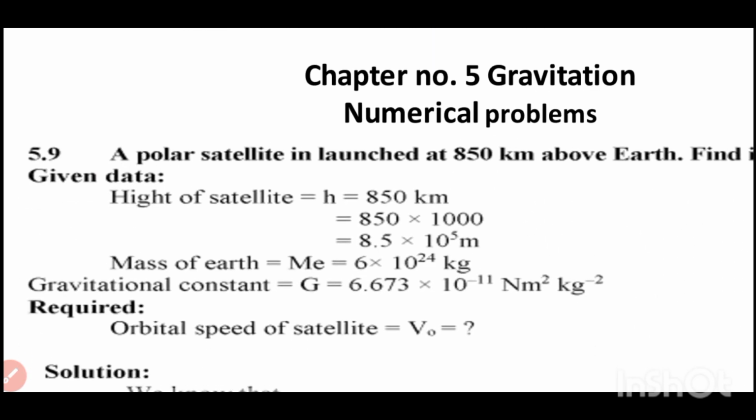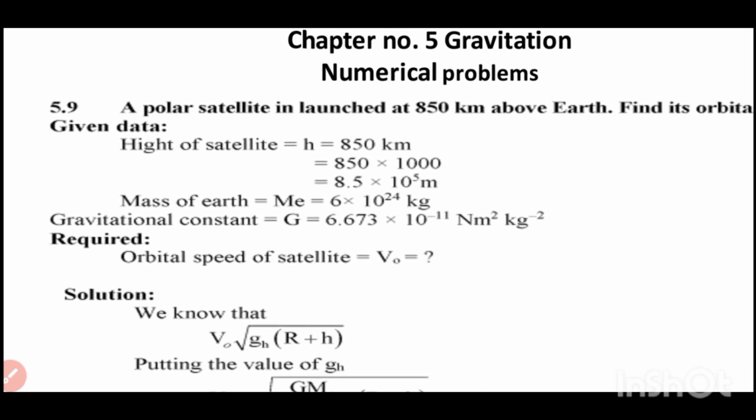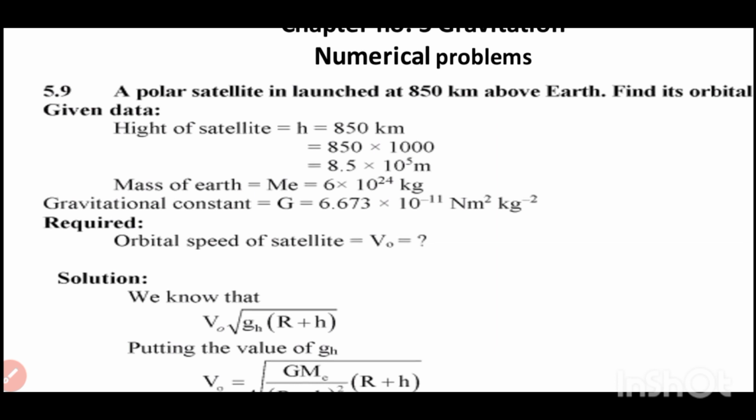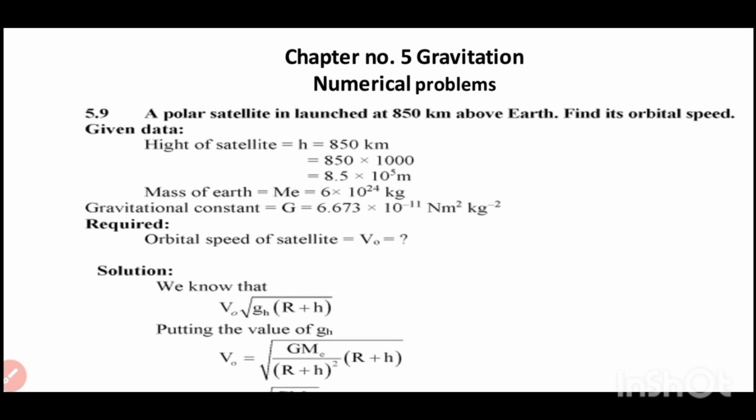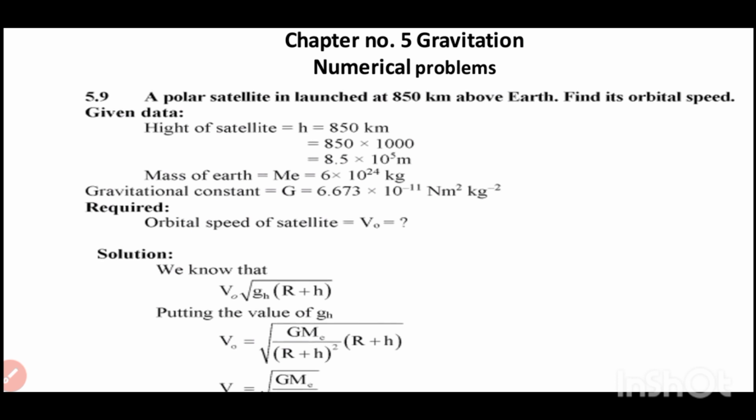Next we discuss numerical 5.9. A polar satellite is launched at 850 km above Earth. Find its orbital speed. So height of the satellite above the surface of earth is equal to 850 km. After converting it into meters, we get 8.5 multiplied by 10 raised to power 5 meters. We know that mass of earth is equal to 6 multiplied by 10 raised to power 24 kilogram, and value of gravitational constant is equal to 6.673 multiplied by 10 raised to power minus 11 Newton meter square per kilogram square.